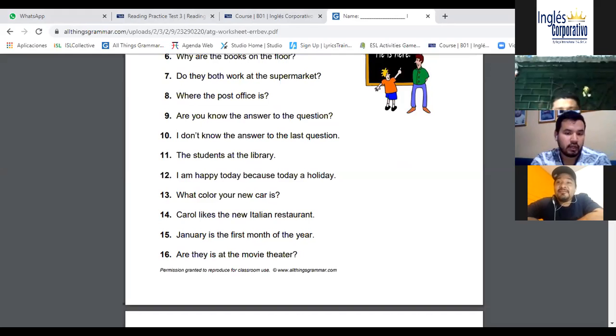What color your new car is? What is your color to new cars? No, o sea, what is? What is color your new car? No, el is lo pasamos para después de what. What color is your new car?